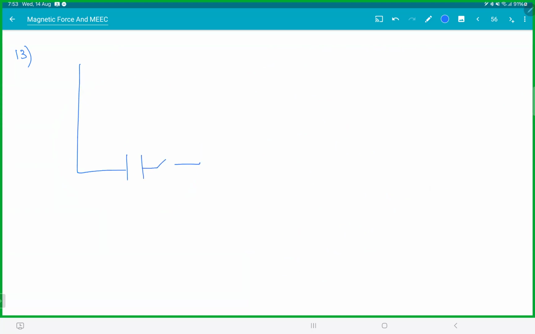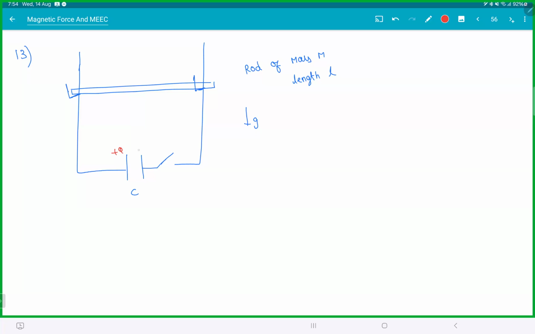We have a capacitor with a switch. This is capacitance C. Here we have a rod. Gravity is there. This is a rod of mass m and length L. So it is held at rest by some supports. The rod is initially at rest. Now this capacitor has charge plus Q and minus Q, and the magnetic field is B. So yeah, perfect. Gravity is also there.